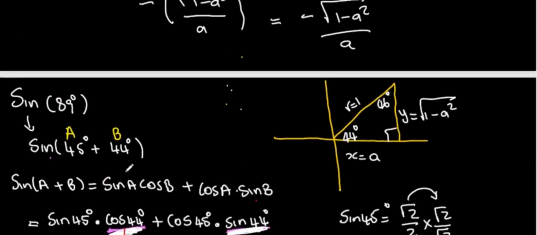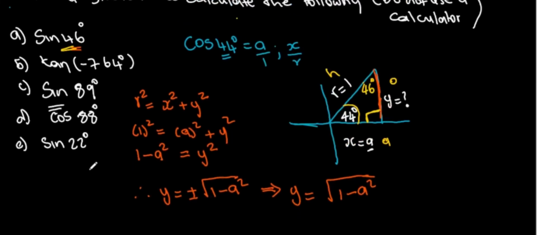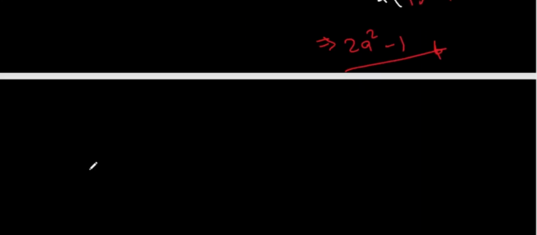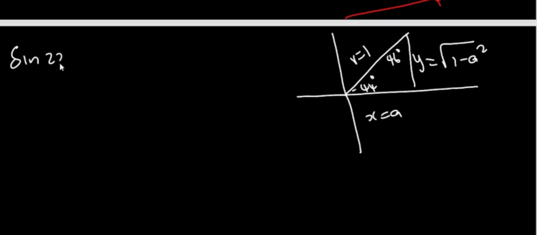So the last one says, look for sine 22. So I'm going to write down the sine 22. Remember the method that we were using when we had theta over 2. That's what we're going to work on. Most important, bring down your diagram, because this is what we're going to do. y was equal to the root of 1 minus a squared. We had x to be a, we had r to be 1, and this was 44 degrees. This was 46. Okay, so from this diagram, we are looking for the sine of 22 degrees.